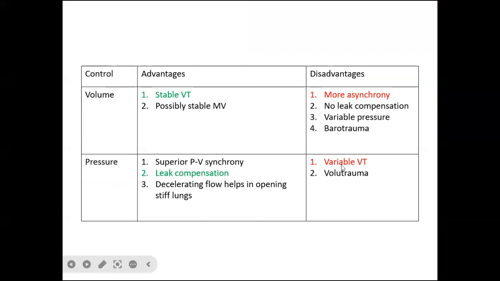But the disadvantage in pressure control is you get a variable VT depending on the lung compliance. So sometimes the lung becomes better, like you are ventilating an ARDS child on high pressures, and suddenly the lung is improving. What will happen now? What will happen to your delivered volume? Yes, the volume increases, so you can get volume trauma. And if the lung becomes worse, your volume is not delivered, so your minute ventilation is not maintained. That's the main difference.